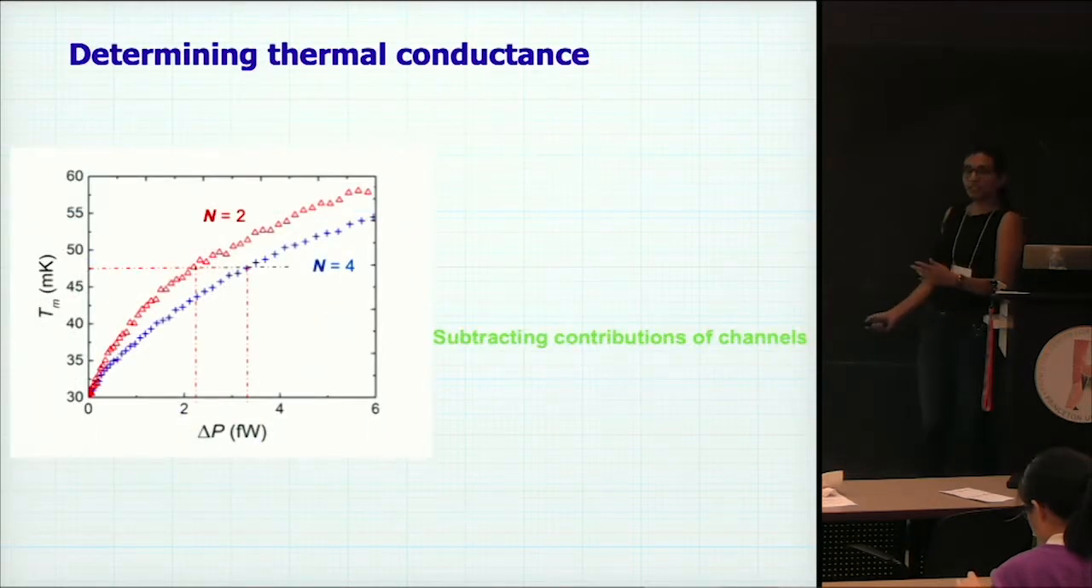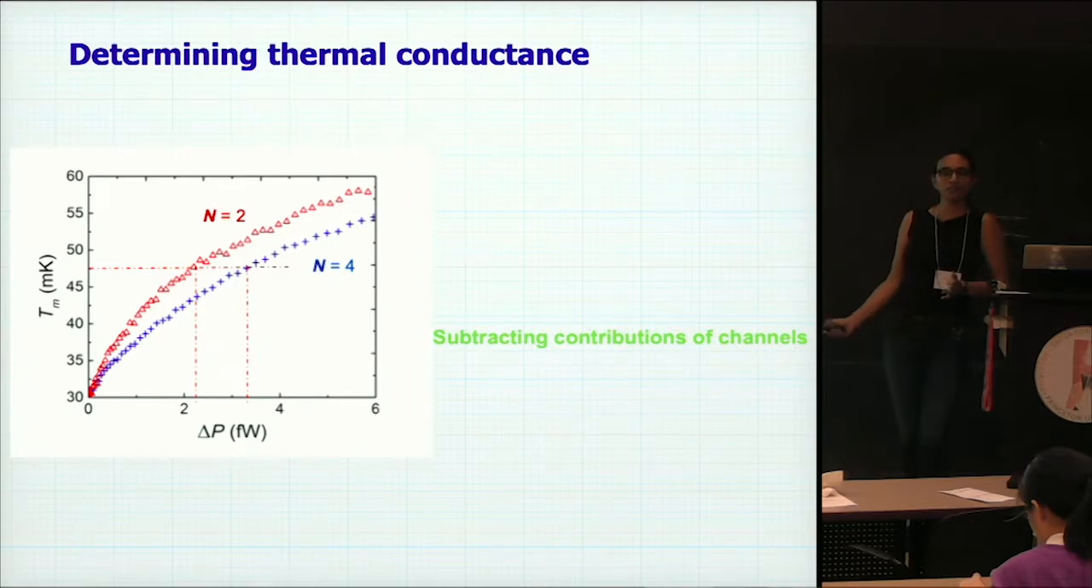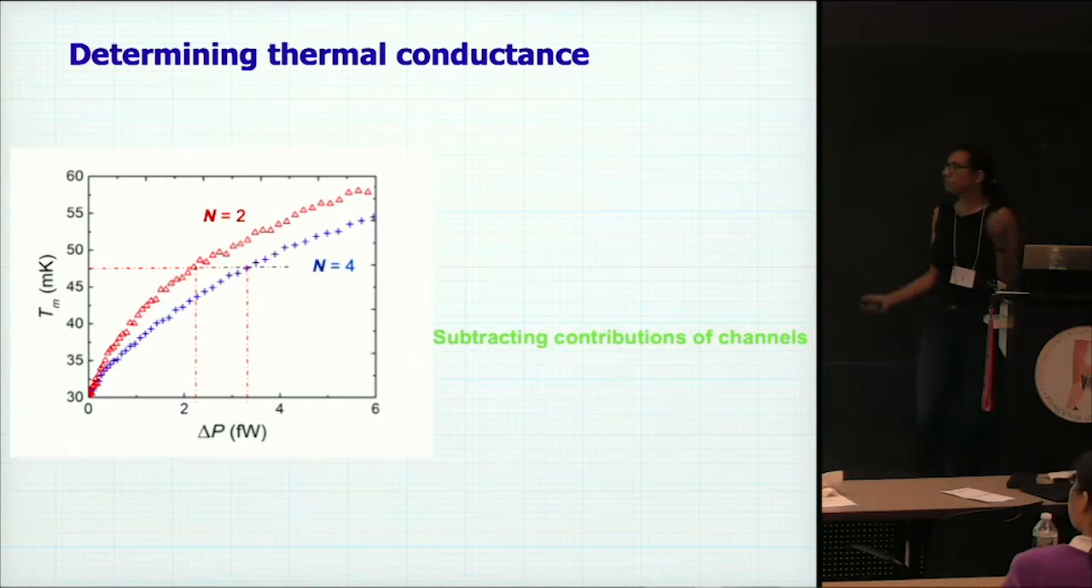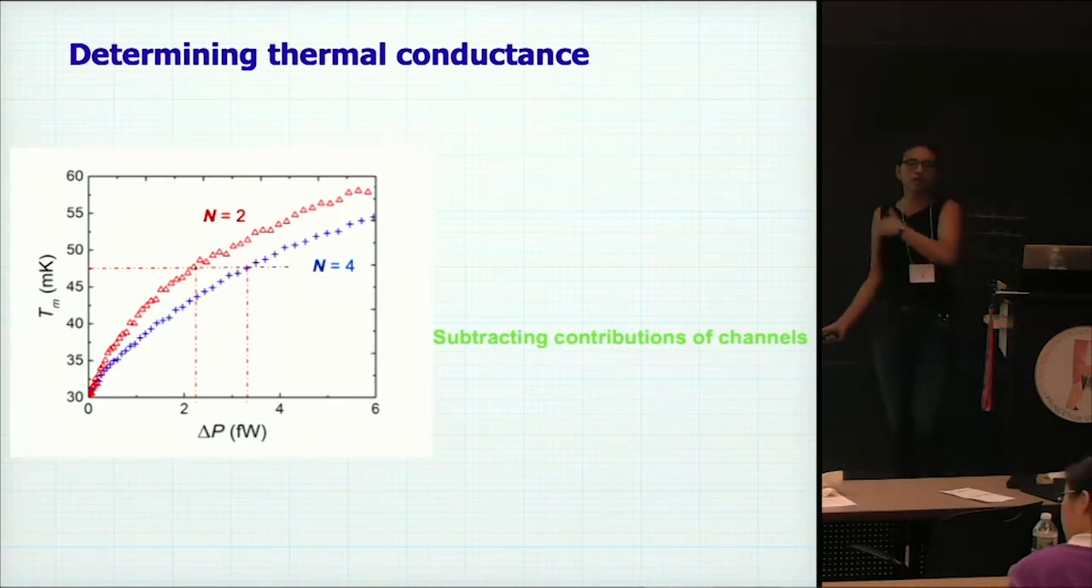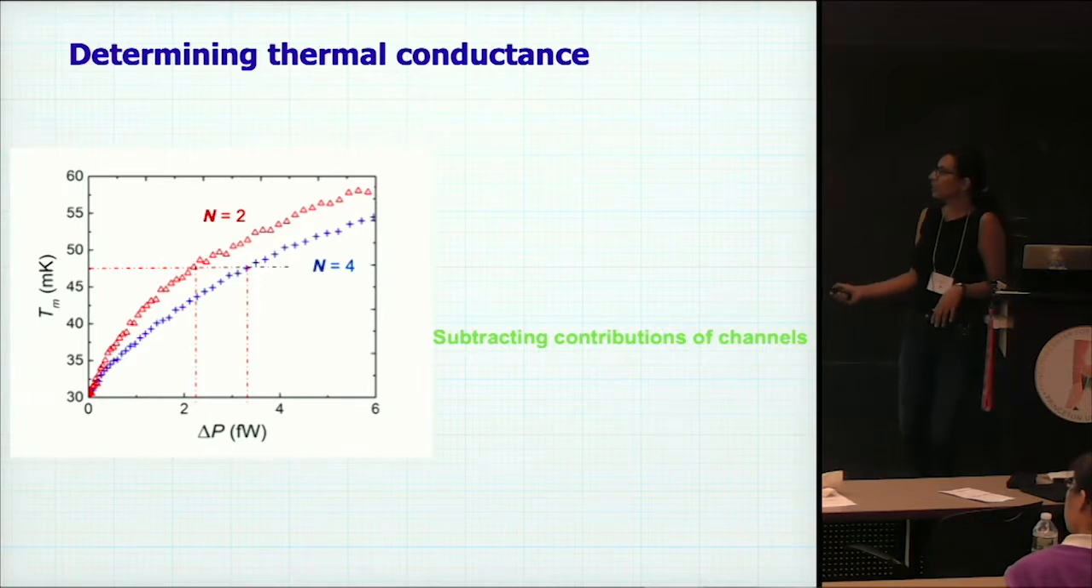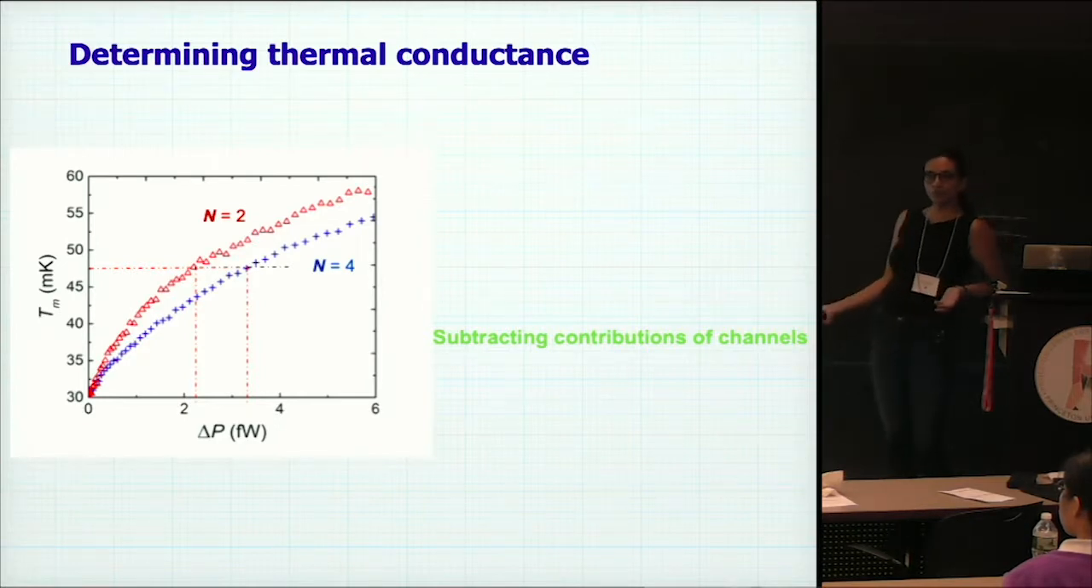Now, in my device, the only thing I do is modulate the number of channels which are taking the heat in and out. I can have 2 channels taking the heat out, I can have 5 channels taking the heat out, and I just want to show you 2 standard data sets, to show how this graph changes as you change the number of channels. At the same power, if you have fewer modes, you go to higher temperature, while if you have many channels to dissipate heat, of course it goes to a lower temperature.